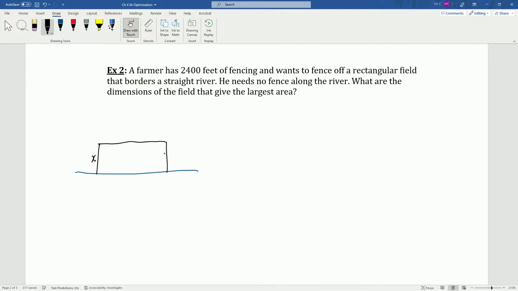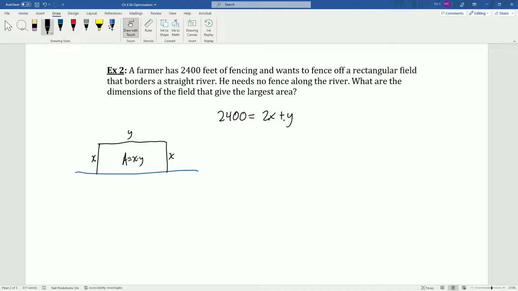So let's say this unit is x and this is y. What are the dimensions of the field that give the largest area? Okay, well, what's the area? Oh, it's x times y. But he has 2,400 feet of fencing. So 2,400 is my constraint, and it's a constraint on the total length here. I've got 2x and 1y. So 2x plus y is 2,400.